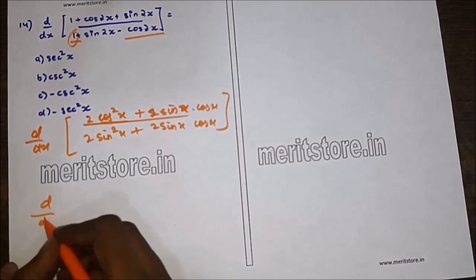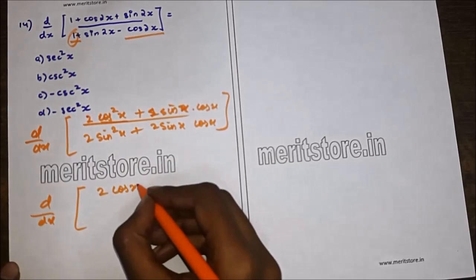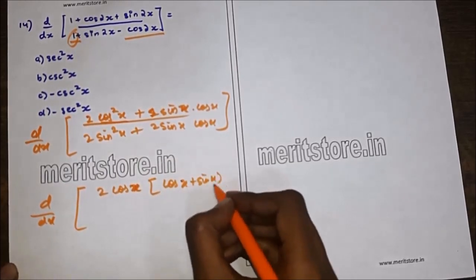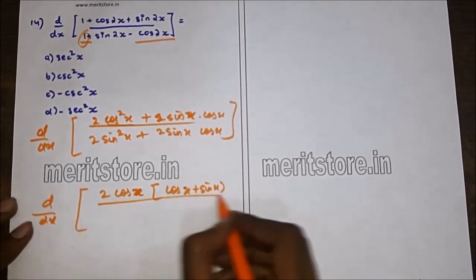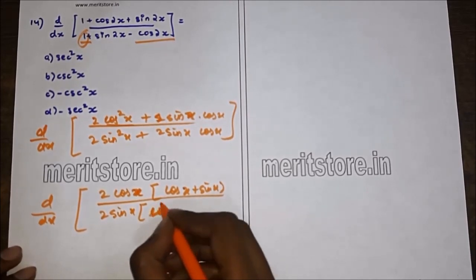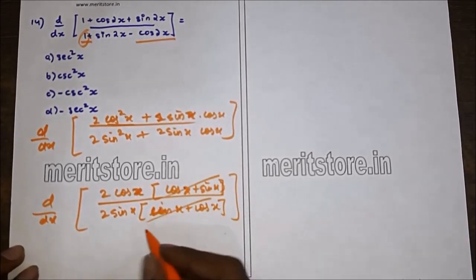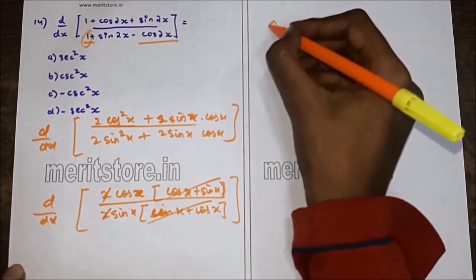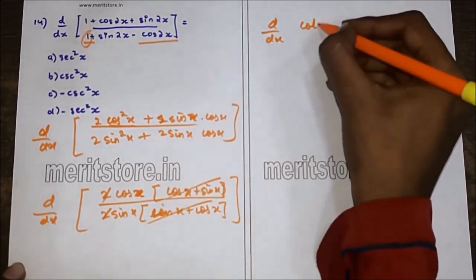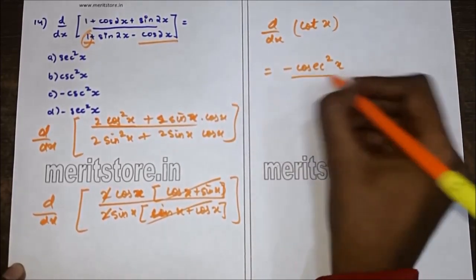So this is d by dx of, taking 2 cos x common in the numerator, we get cos x plus sin x divided by 2 sin x into sin x plus cos x. This term gets cancelled, 2 gets cancelled, we are left with d by dx of cos upon sin, which is cot, so this is d by dx of cot x, which is minus cosec square x, which is option C.